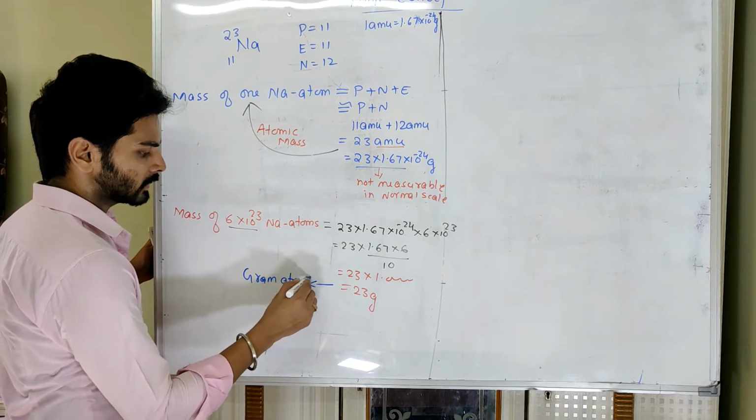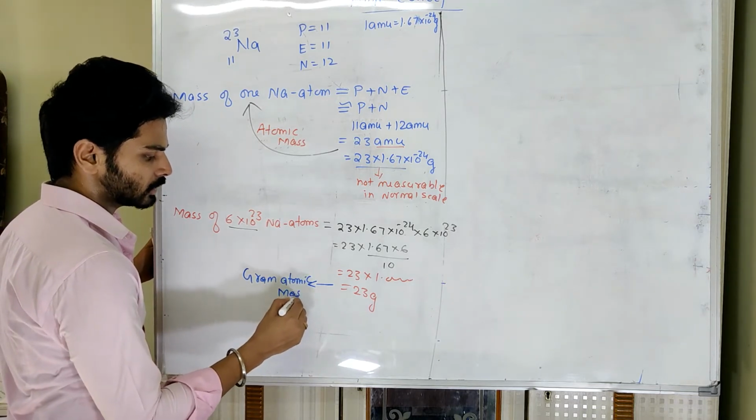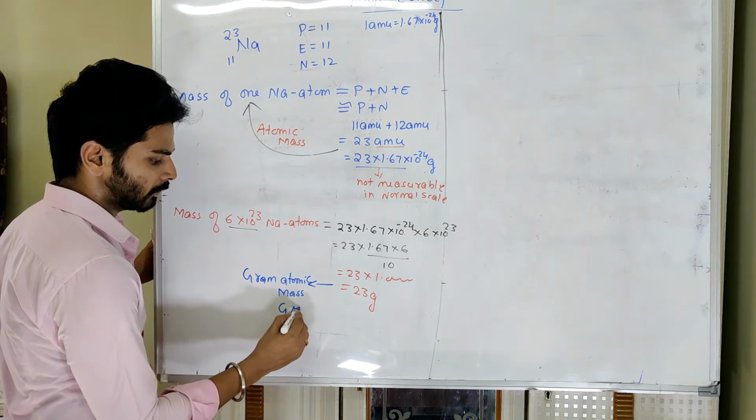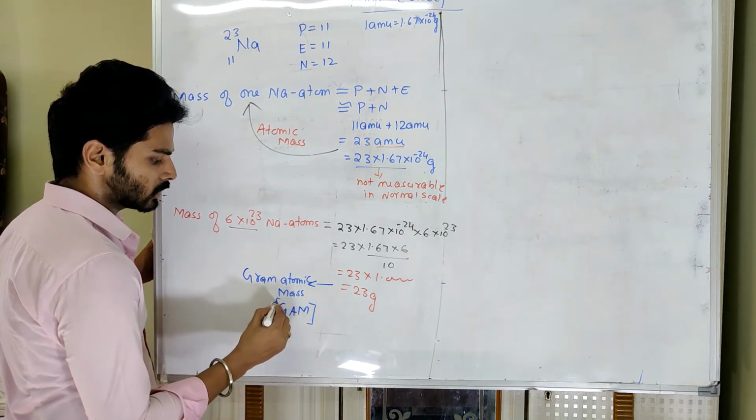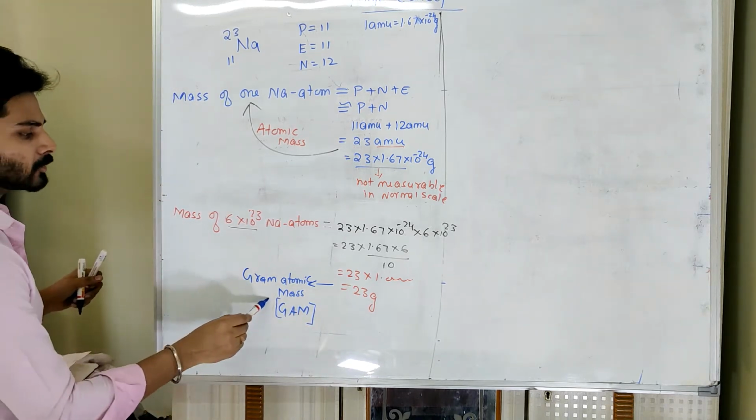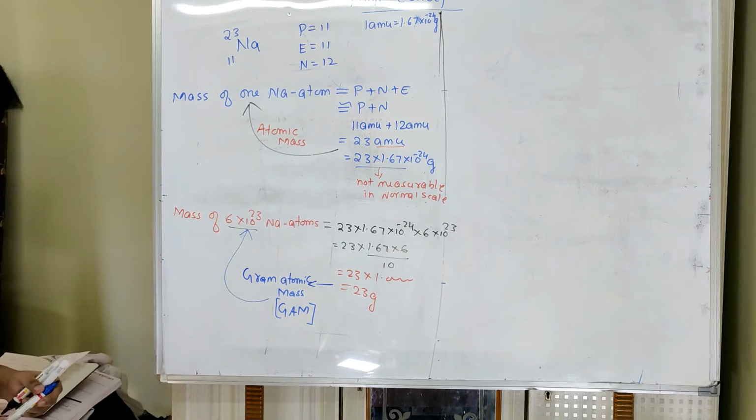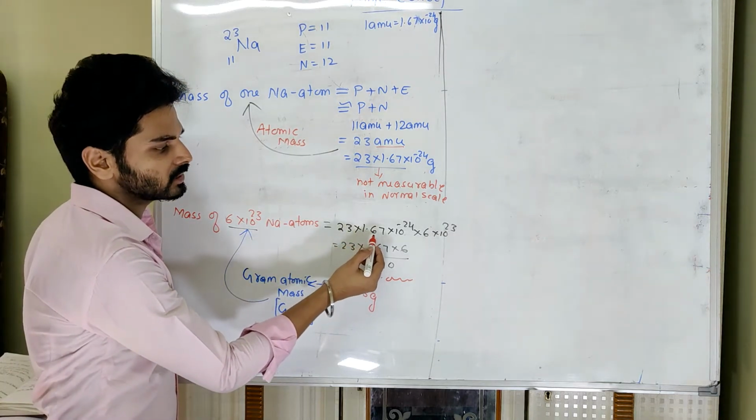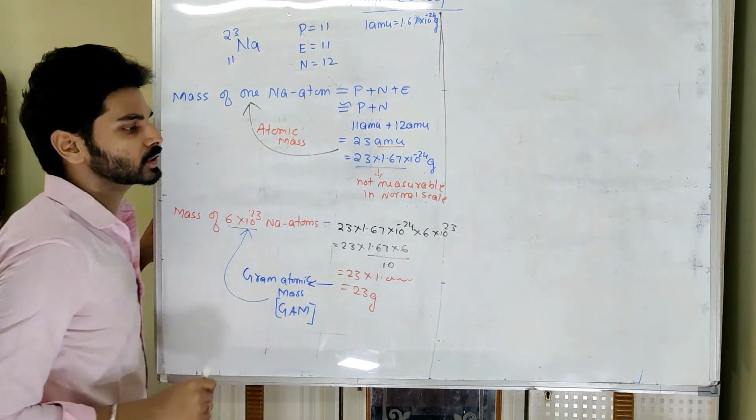Gram atomic mass, which is in short called GAM. Gram atomic mass is actually the mass of these many atoms. Now look at the calculation, and you can understand that for a given element, let us say sodium in our case, 23 cannot be changed because it is the fixed mass number. Can we change 1.67 into 10 raised to minus 24? We cannot change these either. Why? Because that is a conversion factor.